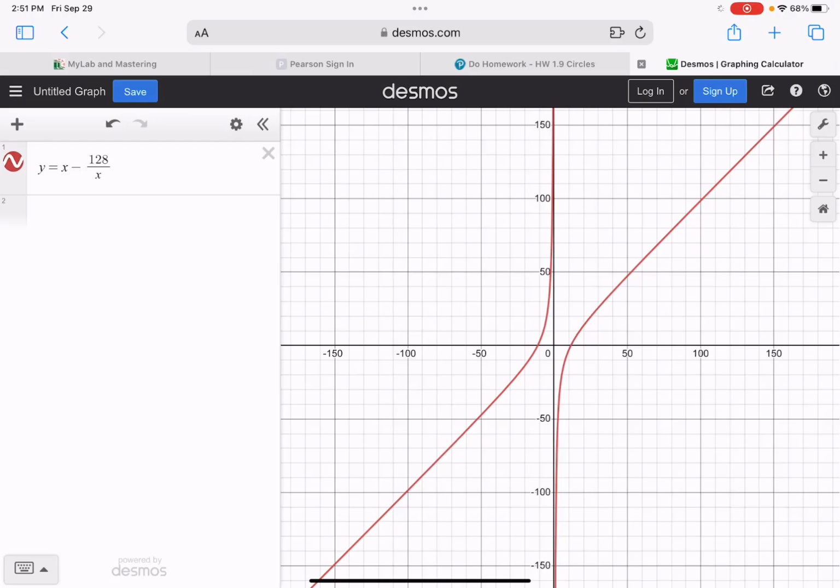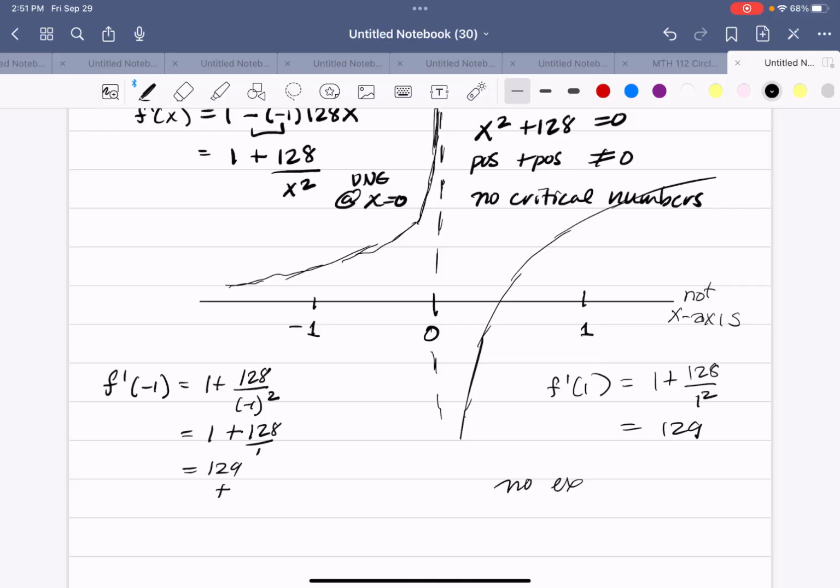And so, as you can see here, this function is always increasing on the left. If you look at this red line from left to right, it's skipping over 0, and it's always increasing on the right. So there are no extreme values for this function. No extreme values. And that's also no extrema, which is plural of extreme. That's our final answer.